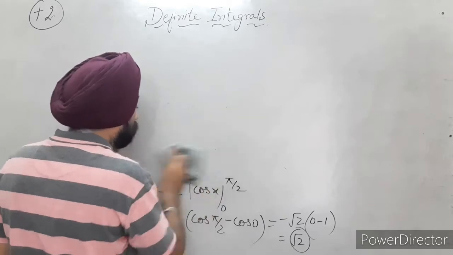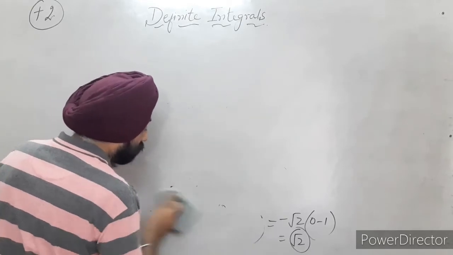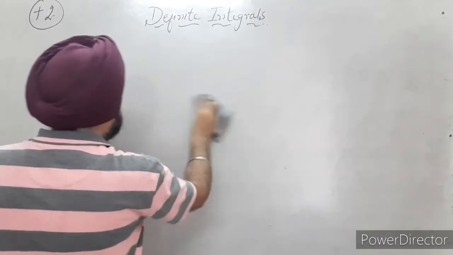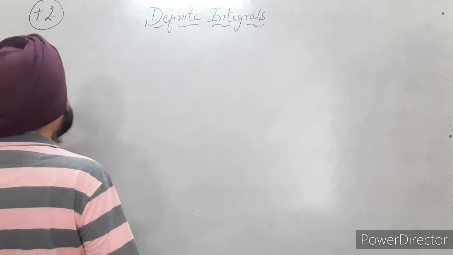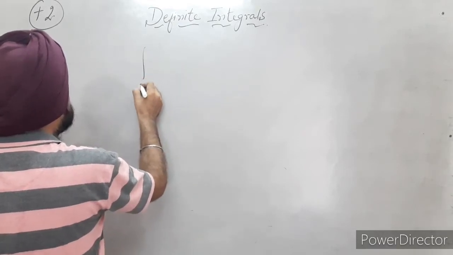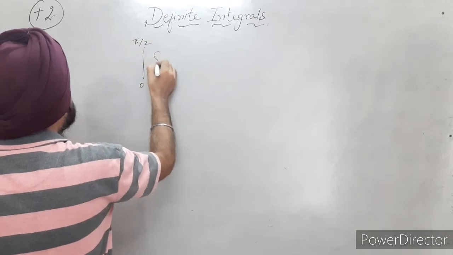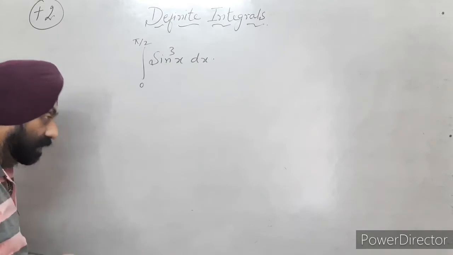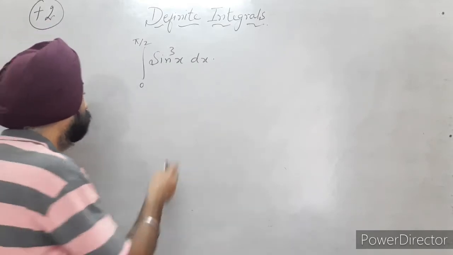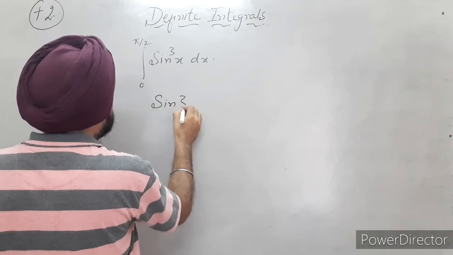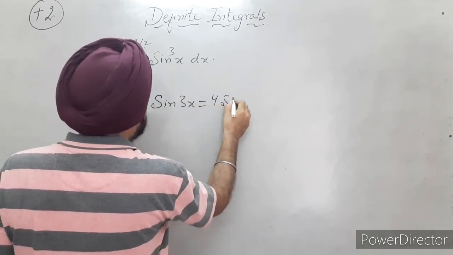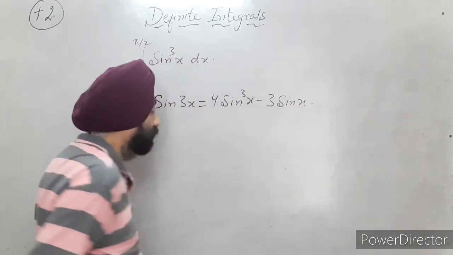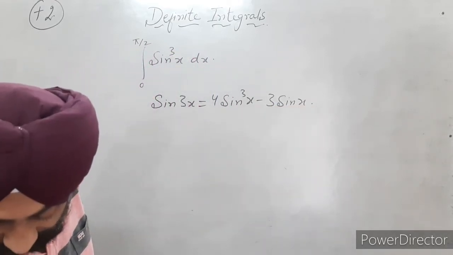Next question is, again I will use the trigonometric formula here. The question is, integrate sine cube x from 0 to pi by 2, sine cube x dx. Now I have the formula of sine 3x equals 4 sine cube x minus 3 sine x.